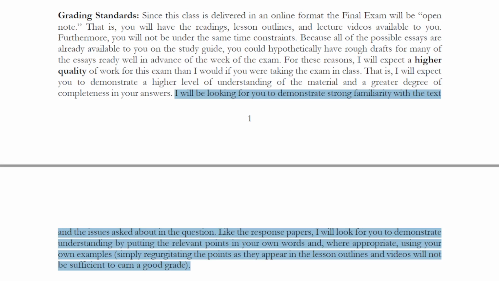And as mentioned earlier, I want to see your own understanding of the material come through. Just like with the response papers, it will not be sufficient to merely regurgitate material from the lectures and readings. I want to see that you can explain the required points in your own way, with your own examples, in a way that shows your genuine comprehension of the material.